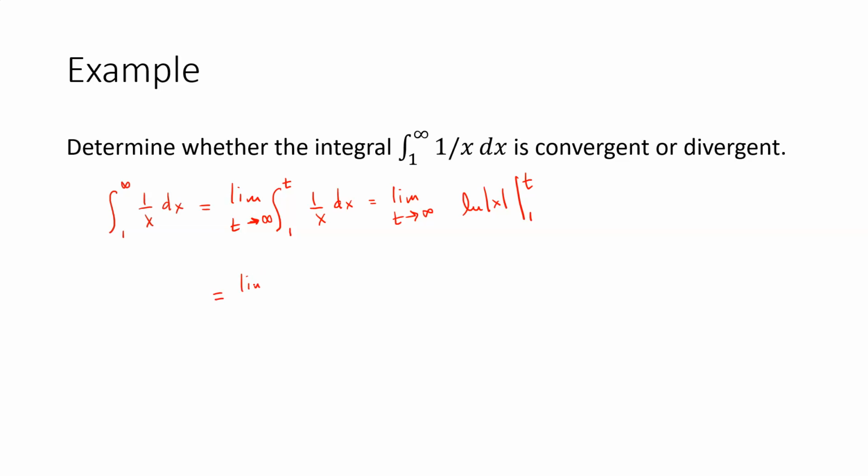So this will be the limit as t approaches infinity of ln of t minus ln of 1. Well, ln of 1 is 0, but ln of t goes to infinity as t goes to infinity. So since this value is equal to infinity, this limit is divergent, or this integral is divergent.